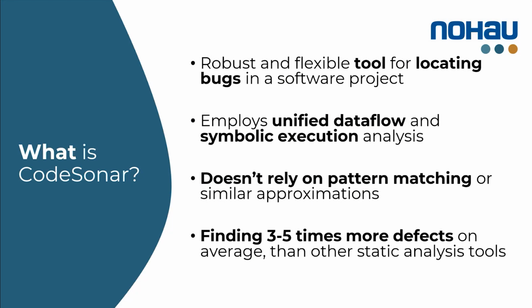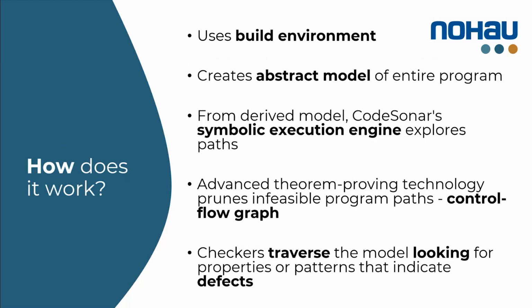CodeSonar is a robust and flexible tool for locating bugs in a software project. It employs unified data flow and symbolic execution analysis. It doesn't rely on pattern matching or similar approximations, and finds 3 to 5 times more defects on average than other static analysis tools. So how does CodeSonar accomplish this? Most importantly, it's important to note that CodeSonar focuses not only on compliance, but also on memory corruption, memory leaks, and other types of problems that are very important when you're working in safety and security critical projects. So how does it work?